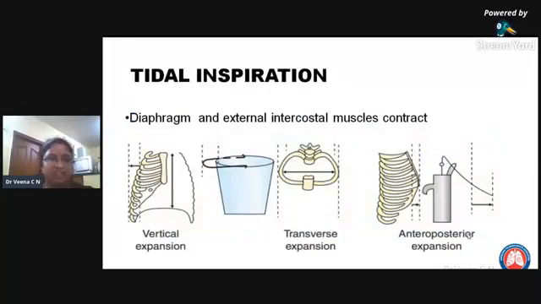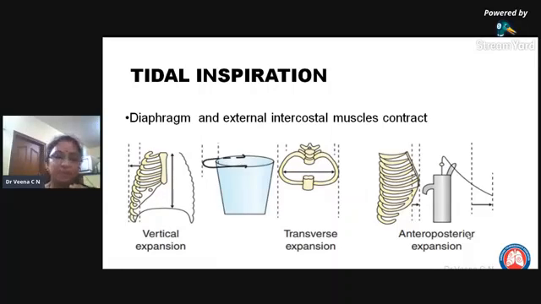So tidal inspiration occurs when the diaphragm and the external intercostal muscles contract. They increase the diameter of the thoracic cavity in all three dimensions: vertical, transverse, as well as antero-posterior diameter. The contraction of the diaphragm accounts for about 70 to 75% of the increase in the size of the thoracic cavity. When the diaphragm contracts, the dome shape becomes flattened and the level of the diaphragm is lowered, thereby increasing the vertical diameter. Contraction of the diaphragm also pulls in the ribs, leading to the increase in the transverse as well as antero-posterior diameter.